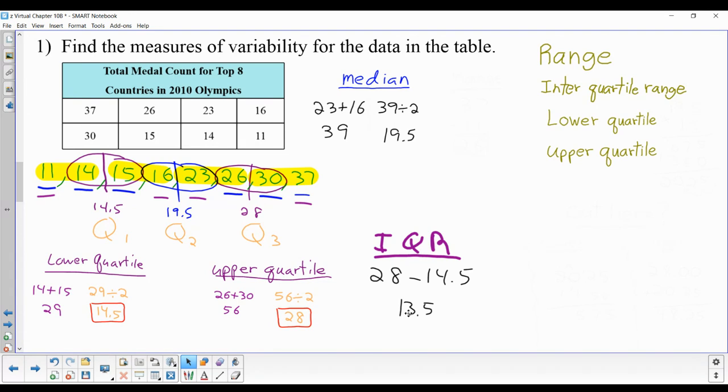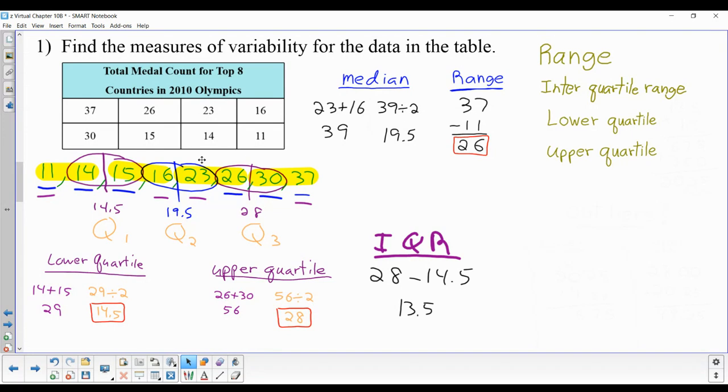The last measure of variability that we need to know is the range, and you find the range by taking the largest number of the data, 37, and subtracting the smallest number of the data, 11. Range is the distance between the largest and smallest numbers. We subtract them. You get 26. That makes the range of the data 26. So the range is probably the easiest to find.